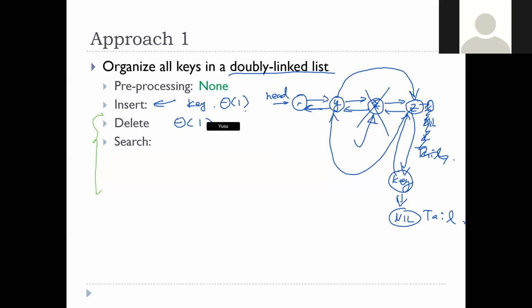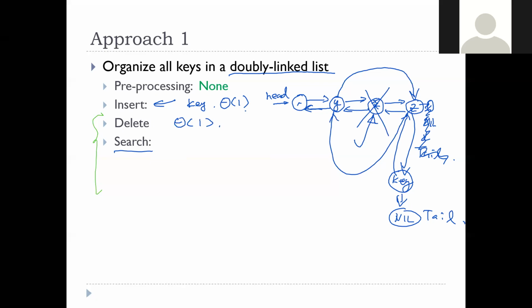Okay. Both insertion and deletion, these dynamic operations that were very slow for an array, are now very easy for a linked list. The problem is for search, because now all these elements are just in arbitrary order.